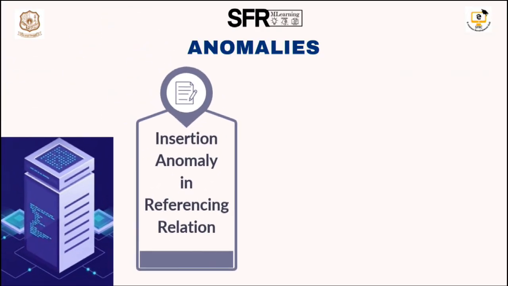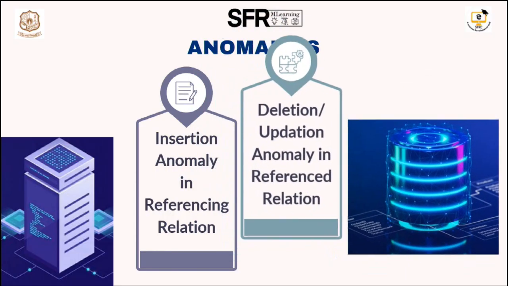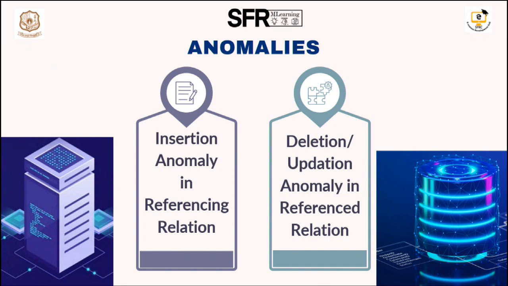The first anomaly is insertion anomaly in referencing relation. We can't insert a row in the referencing relation if the referencing attribute's value is not present in the referenced attribute's values. Next anomaly is deletion or updation anomaly in the referenced relation. We cannot delete or update a row from the referenced relation if the value of the referenced attribute is used in the value of the referencing attribute. These are the basic concepts of a relational model in DBMS.